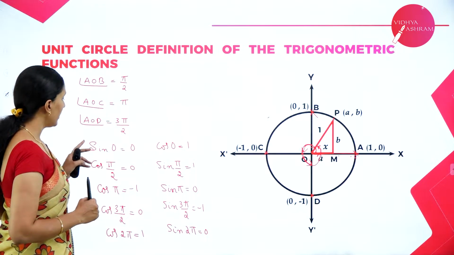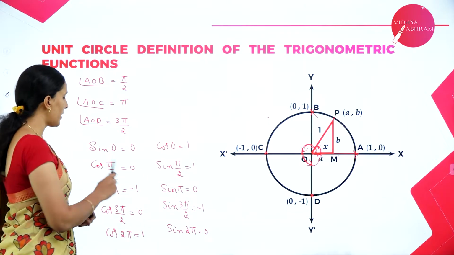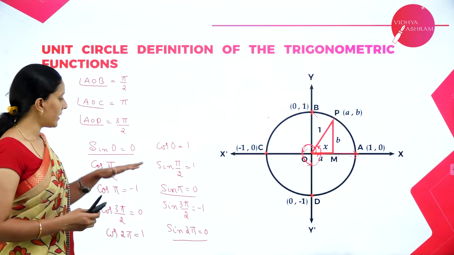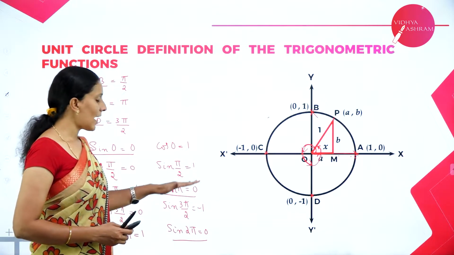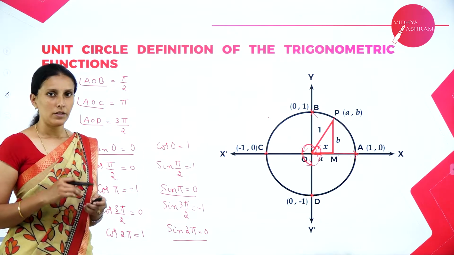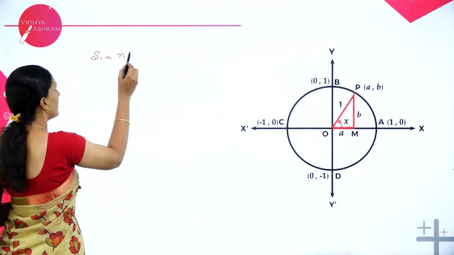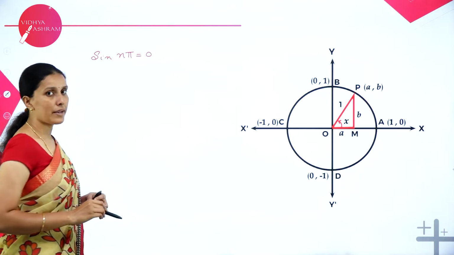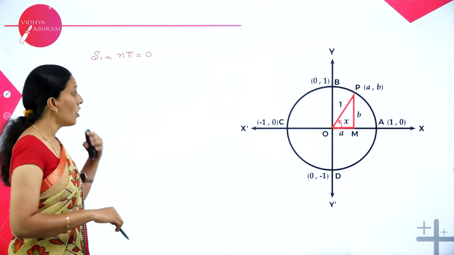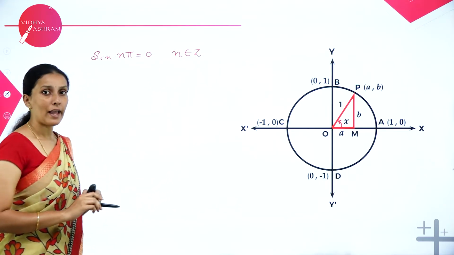Also, you can observe here sin 0 is 0, sine pi is 0, sine 2 pi is 0. That means after adding exactly pi radians each time, the value of sine is becoming 0. So generally we can write it as sine n pi is always 0. Sine 0, sine pi, sine 2 pi, sine 3 pi, sine 4 pi. For all integer values of n, the sine function is 0 for n pi.